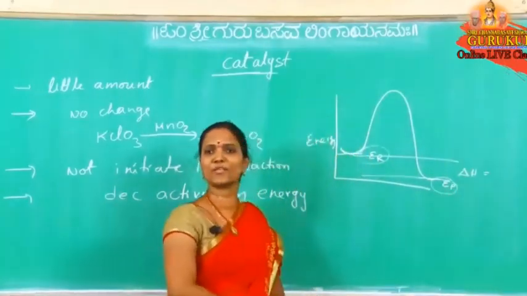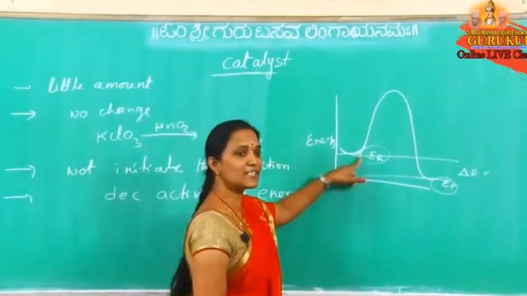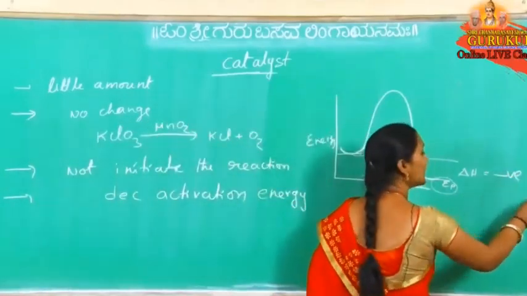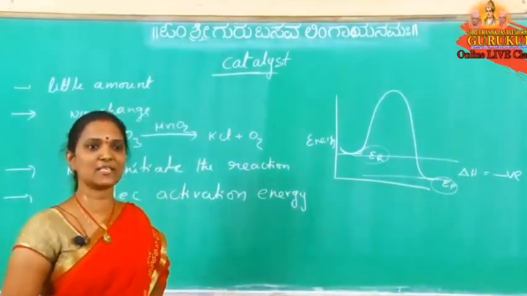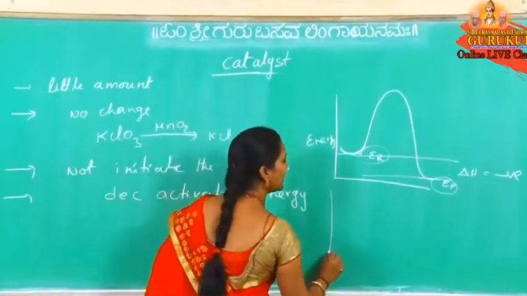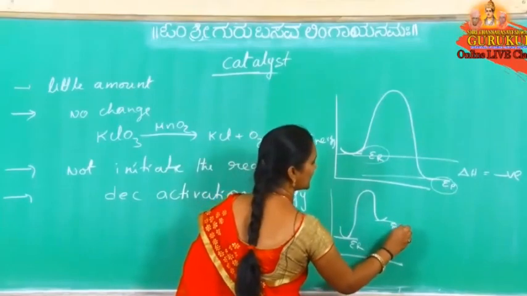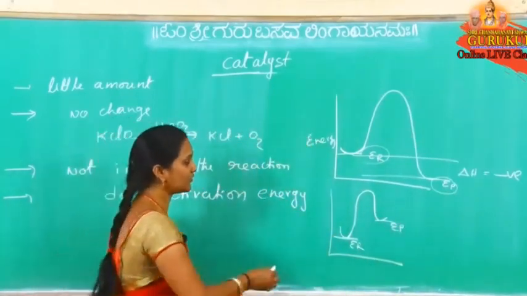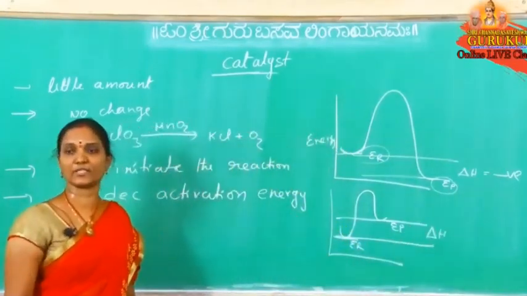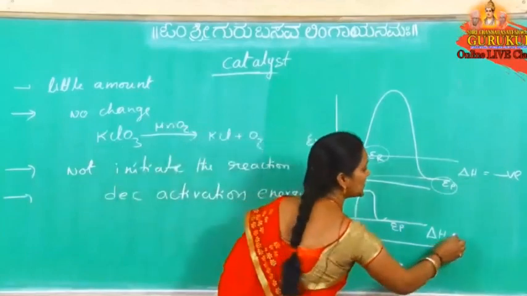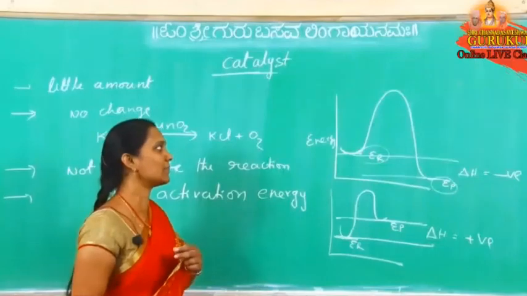Now, is this delta H negative or positive? EP minus ER: EP is less, ER is more, so delta H is negative. Delta H negative means the reaction is exothermic or endothermic? Definitely the reaction is exothermic. If the graph is given like this, this is the energy of reactant, this is the energy of products, then this difference is delta H, and now this delta H is positive. That means this reaction is endothermic. Now take either an exothermic or an endothermic reaction.